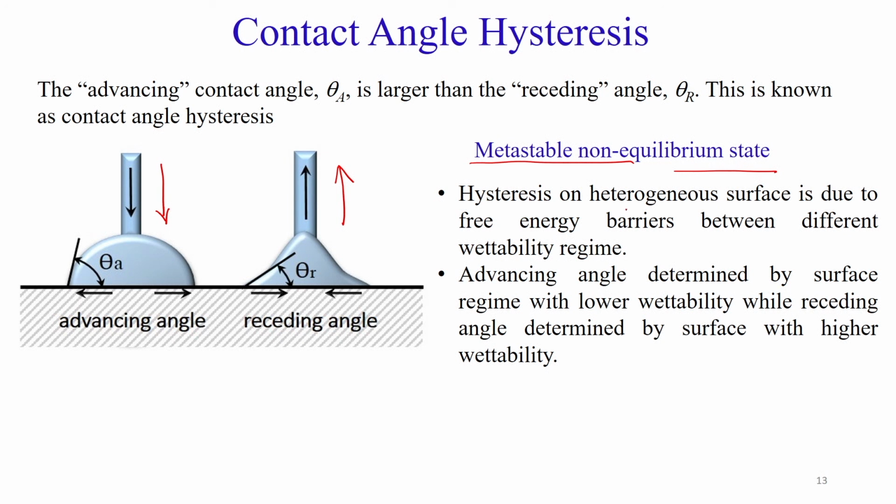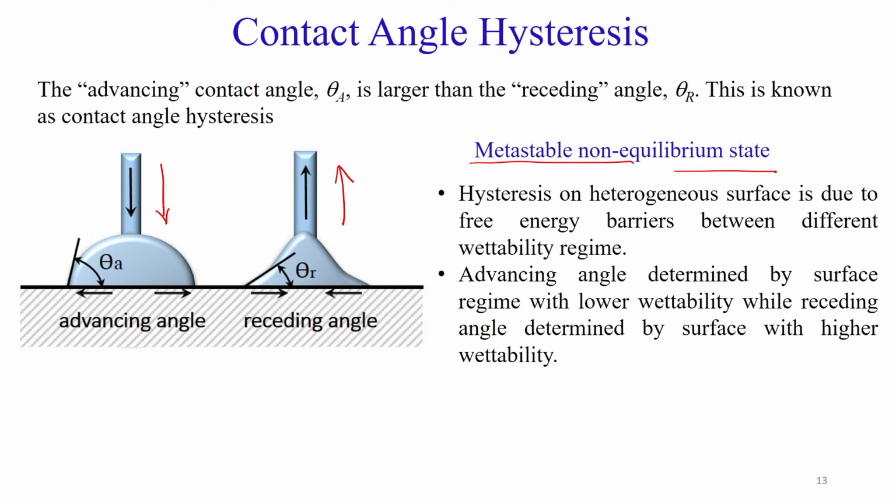And this hysteresis on a heterogeneous surface is due to the free energy barrier between the different wettability regions. So, this may be one option, that here and here we are not going to have the same free energy, and the advancing angle is determined by the surface region with lower wettability, while the receding angle is determined by the surface with the higher wettability.